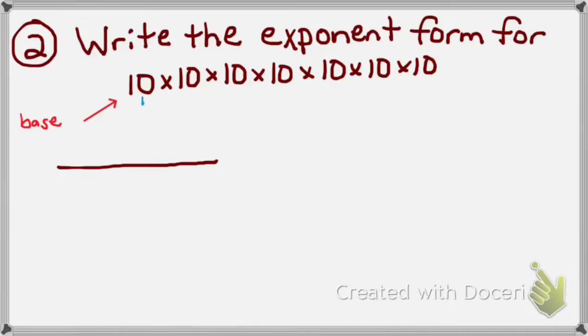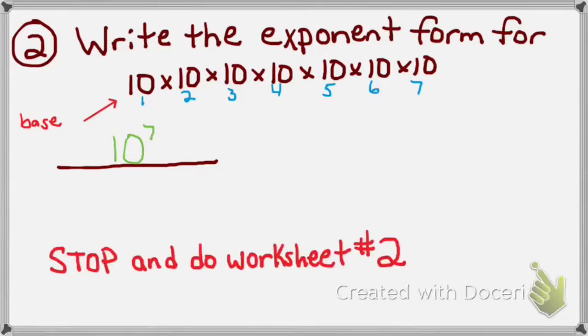How many times did 10 show itself? 1, 2, 3, 4, 5, 6, 7. 10 showed itself 7 times. So my exponent form will be my base, which is 10, and the exponent will be 7 because it showed itself 7 times. The exponent form is 10 to the 7th power. Please stop and complete worksheet number 2 right now.